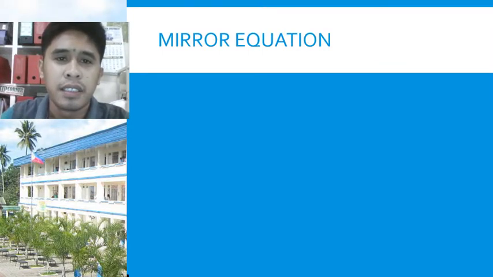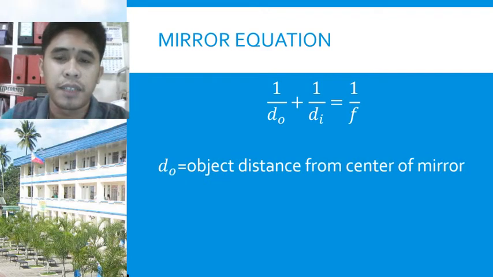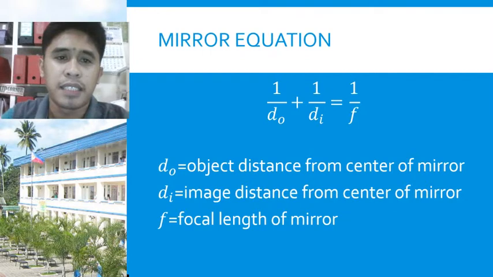This equation takes the form of 1 over d sub O plus 1 over d sub I equals 1 over f. D sub O stands for the distance of the object from the center of the mirror. D sub I stands for the distance of the image from the center of the mirror. And f stands for the focal length of the mirror. This mirror equation is very useful whenever we want to determine the type of image formed and its location, which were introduced in the previous video.